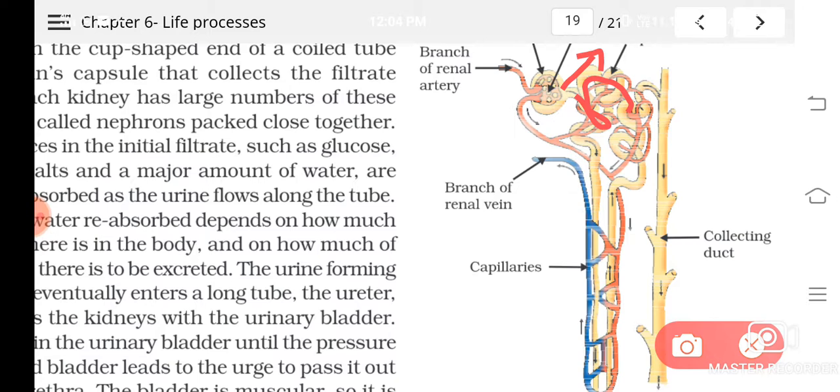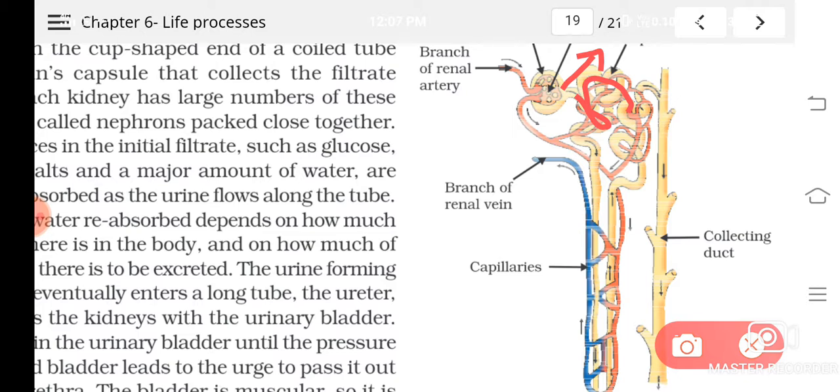Where does it take place? In the glomerulus. What happens there is, when blood passes through the glomerulus under high pressure, many of the components will ooze out into the Bowman's capsule. Understood? So from the Bowman's capsule, I told, the glomerular filtrate. Now we cannot say it is urine. Now we cannot say it is blood also.